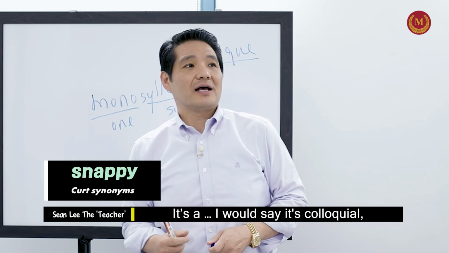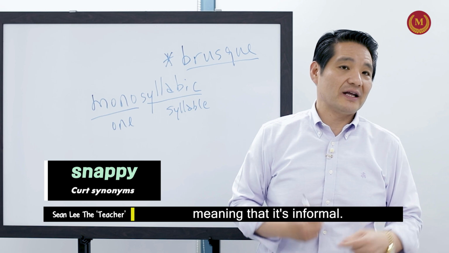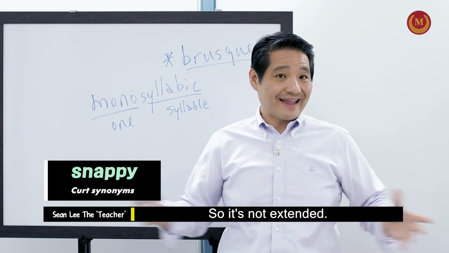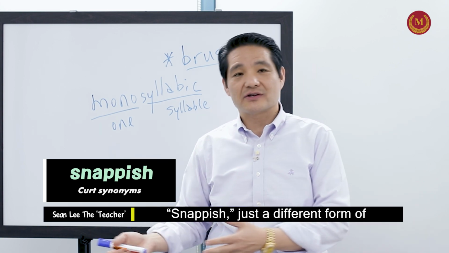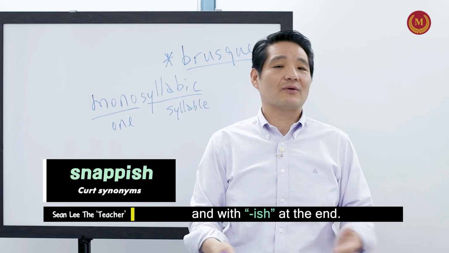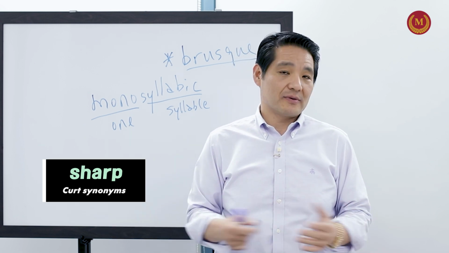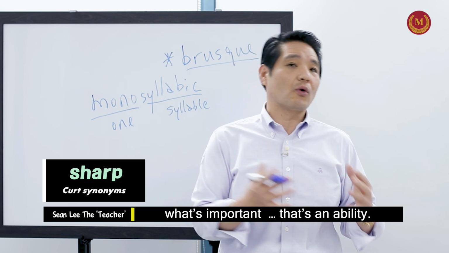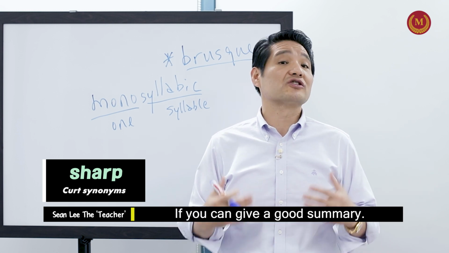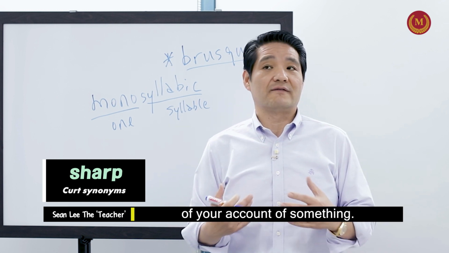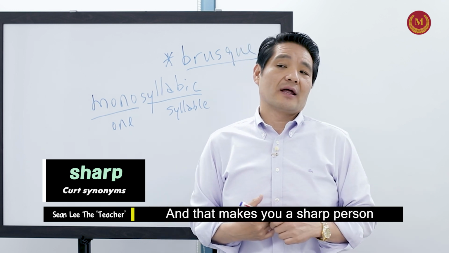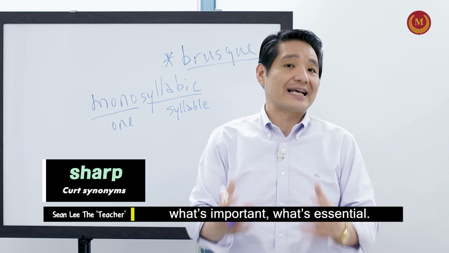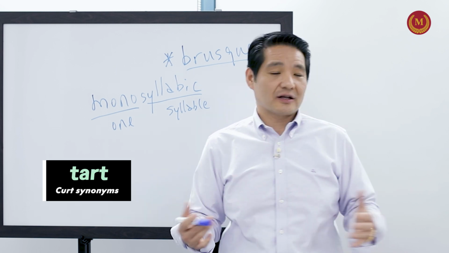Then you have snappy. I would say it's colloquial, meaning that it's informal, right? Snappy means, well, like you snap it, right? So it's not extended. Then you have snappish, just a different adjective form with an ish at the end. You have sharp. Well, when you're brief, you can be sharp because you know what's important. That's an ability. If you can give a good summary, it's like giving a good presentation of your account of something. And that makes you a sharp person, with a sharp mind, because you're able to see what's important, what's essential. So sharp.